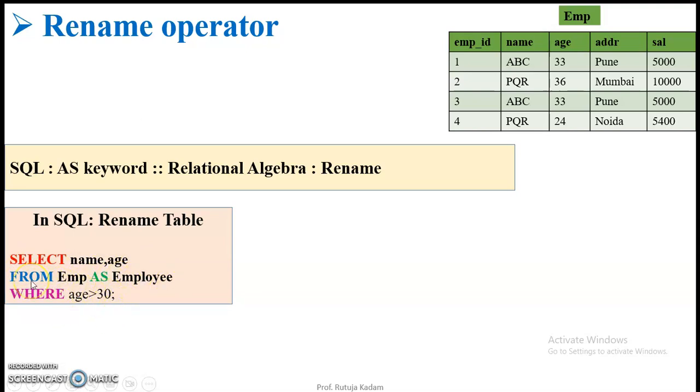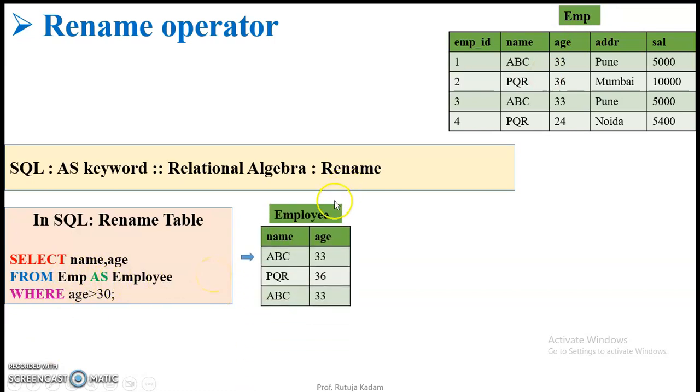Now here if you just pay attention, we want to rename the table name. So here what is the table name? It is EMP. We are changing it with the keyword AS to employee. So here the output will be, just observe this, the table name has been changed to employee and the condition is age is greater than 30. So only the first three tuples whose age is greater than 30 will be displayed. Why only name and age? Because in the select we have only given these two column names, that is why name and age.